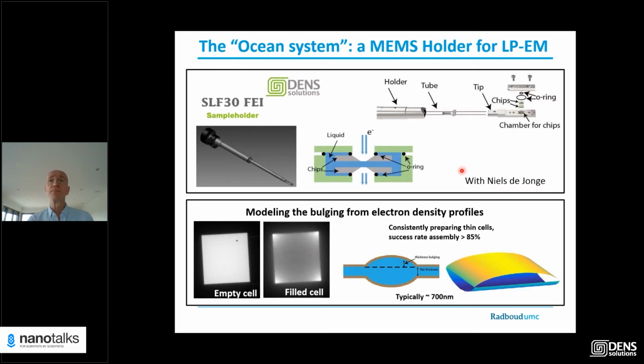Together with Niels de Jonge, we have been talking to DENSsolutions for already quite a number of years about the possibility to have a liquid flow holder. And from these discussions, a holder was designed that we now know as the Ocean holder. But when we were involved, it still had the name SLF30 FEI, because this was the microscope that we were using at the time. The holder has one inlet and one outlet, which allows us to do flow experiments.